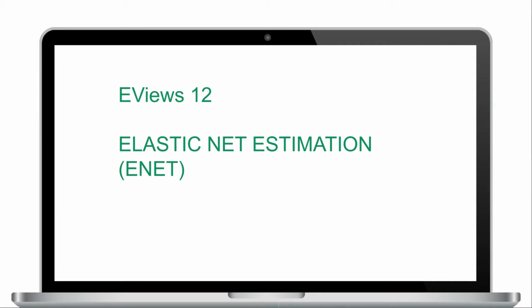Elastic net estimation, or ENET, has become a mainstay of machine learning in econometrics over the past few years. EViews 12 has enhanced its ENET offering by introducing new features to expand its utility. Lasso selection uses the ENET engine to perform variable selection in a regression. Find out more in a separate video about Lasso selection.